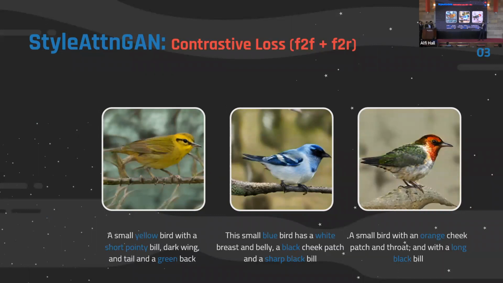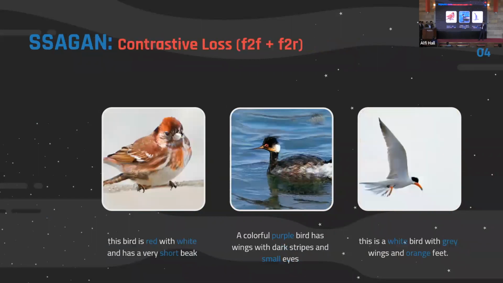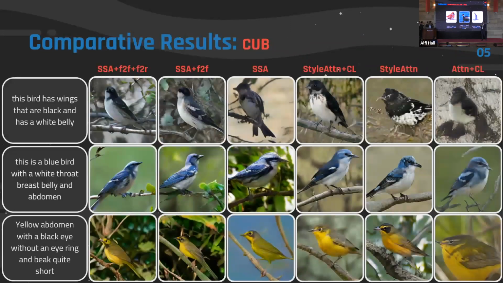However, a main problem here is that each and every bird is the same shape and same pose. For example, all of them are sitting on a branch. None of them is swimming or flying. So when we tried SSA GAN, this is what we got. One of them is sitting on a branch, another one is indeed swimming, and a third is flying. So we did solve the problem of having a variety of poses and birds.